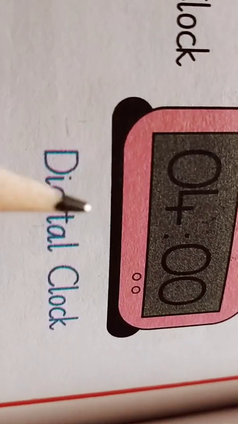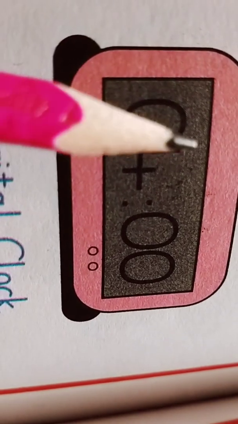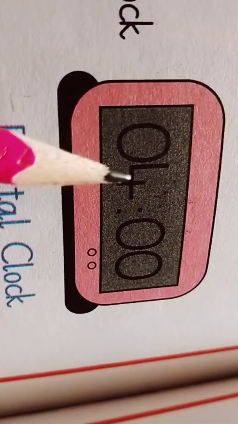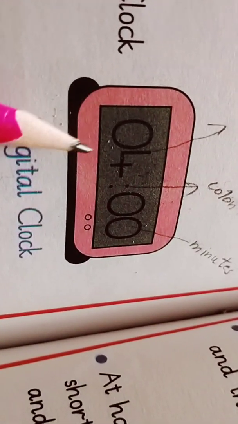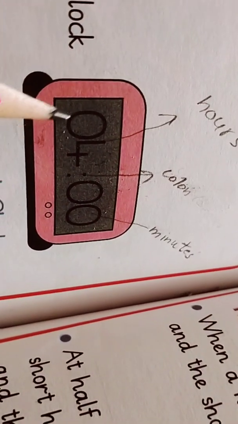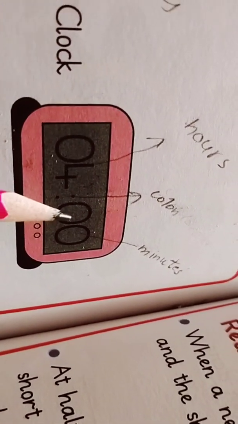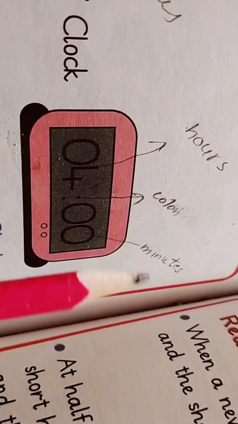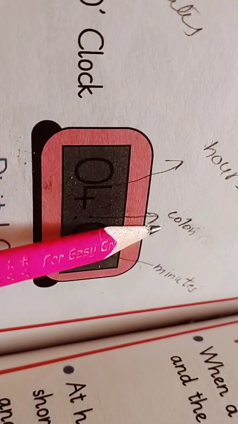Now the turn is the digital clock. In a digital clock, time is shown in numbers. On the left side, the numbers denote hours. The numbers on the right side tell us minutes, and in the center there is a colon.